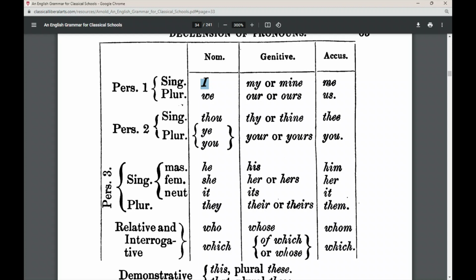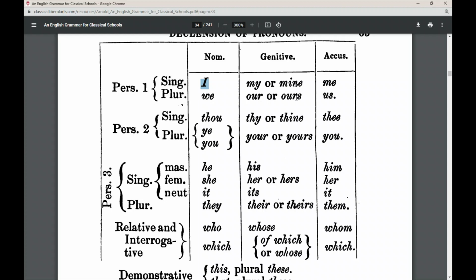And lastly, in the accusative case, we have the pronoun form us. So we, our, and us are different forms of the same pronoun in English, the first person plural pronoun. Make sure that you learn the content of this chart, that you understand how the pronouns are declined. In the first person, there's a singular and a plural form for the nominative case, the genitive case, and the accusative case. Make sure you study them all carefully.